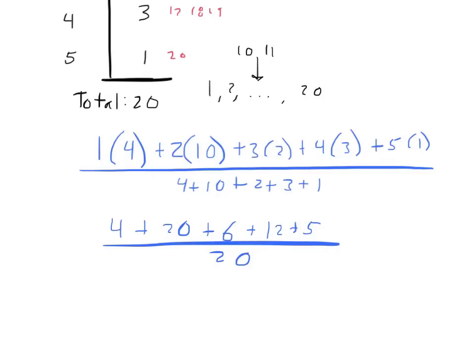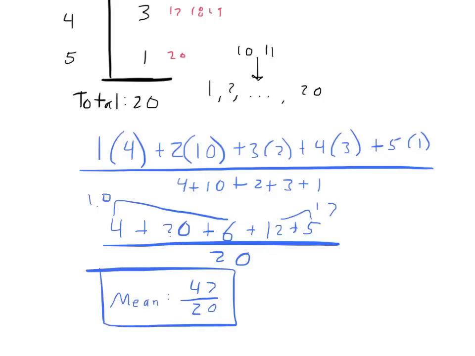And let's see if I combine this stuff. These two things make 10. These two things make 17. 10 and 20 is 30. So this looks like 47 over 20. And, you know, it's not a nice, neat whole number, but it is our mean. The average of this data was 47 over 20.